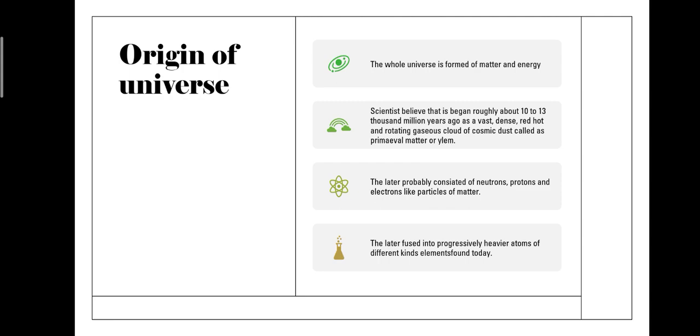Next is the origin of universe. The whole universe is formed of matter and energy. Scientists believe that it began roughly about 10 to 13,000 million years ago as a vast, dense, red hot and rotating gaseous cloud of cosmic dust called primeval matter or YLM. The latter probably consisted of neutrons, protons and electrons like particles of matter and antiparticles of antimatter.